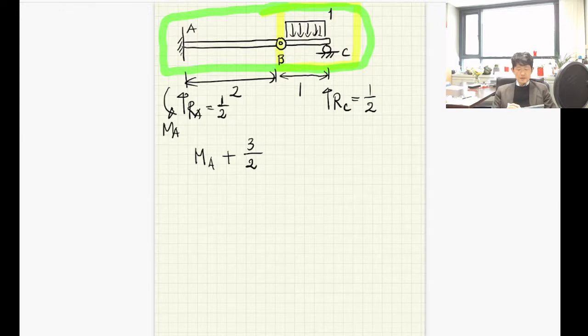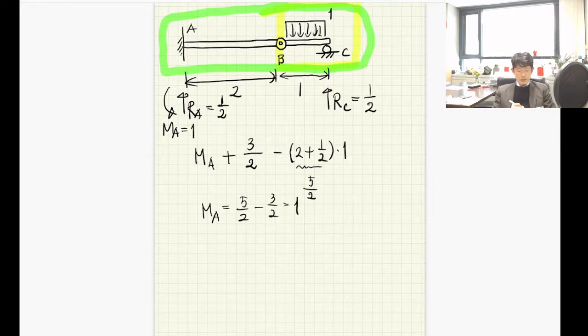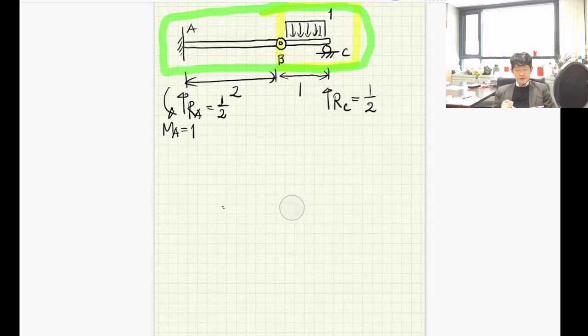And then how about this one? The external load magnitude is equal to 1, and the arm length is 2 plus a half, times 1. And its sign is minus. This is equal to 5 over 2. Then if you finish the calculation, MA is equal to 5 over 2 minus 3 over 2. This is equal to 1, so MA is equal to 1. Is it clear? This is the determination of the reactions of this beam problem.